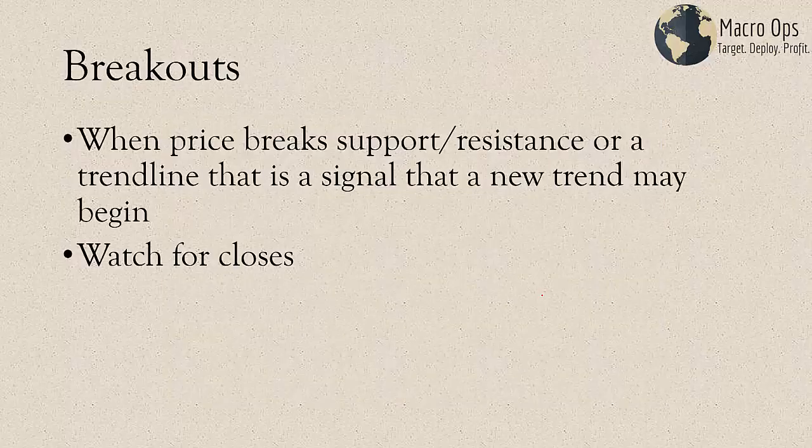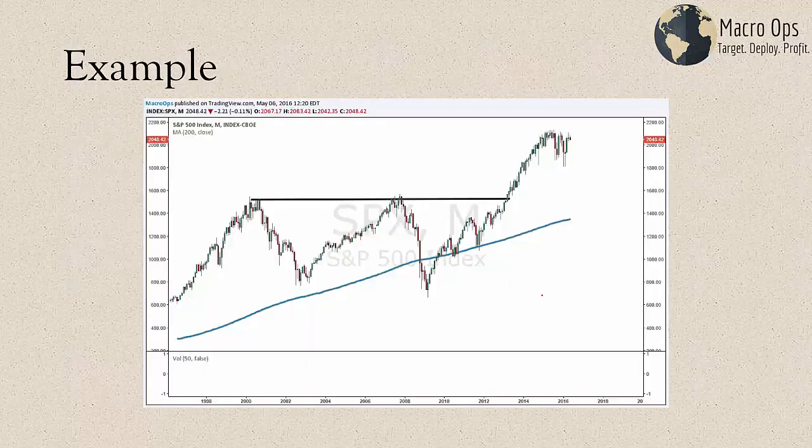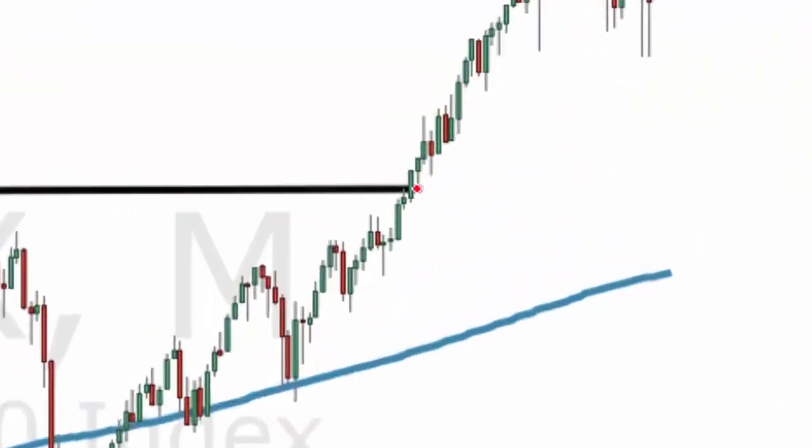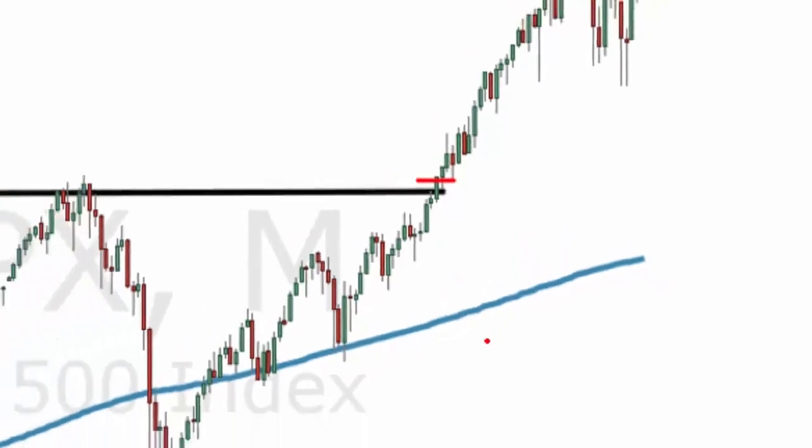So we are looking for breakouts out of these support and resistance zones or out of a trend line, and that is a signal that a new trend may begin. And it's important too that we watch for closes out of these patterns. So on SPX, for example, this is a monthly chart. You can see here that the price closed above the resistance. That's what we want to look for.